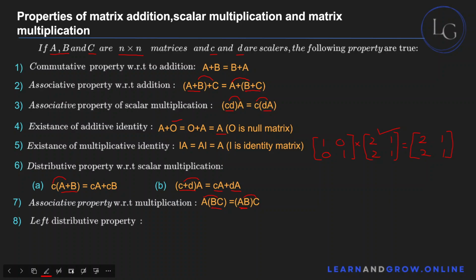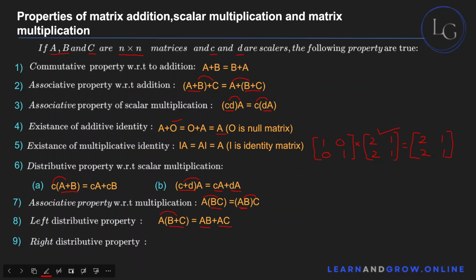Now the left distributive property, it says that if you add up matrix B and C and multiply the resulting matrix with A, it will be equal to as if you multiply matrix A with matrix B and then you add that into the product of matrix A and matrix C. Both of these sides will be equal.